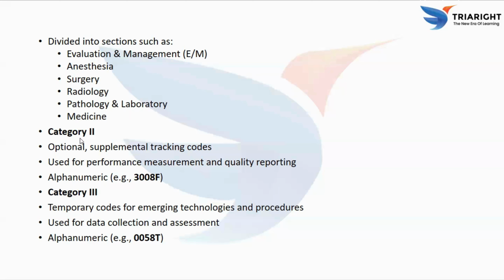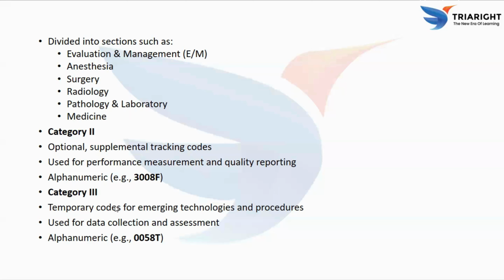And coming to category 2 CPT codes, these are the optional codes. These are used for quality reporting as well as performance measurement. They do not affect the payment. Category 2 codes help to track how well the care is provided and how the patient outcomes are. So what is the format of category 2 codes? Alphanumeric. They always end with the letter F. For example, 3008F, which is for body mass index documented. Category 2 codes are used to measure the quality of care but not for billing.